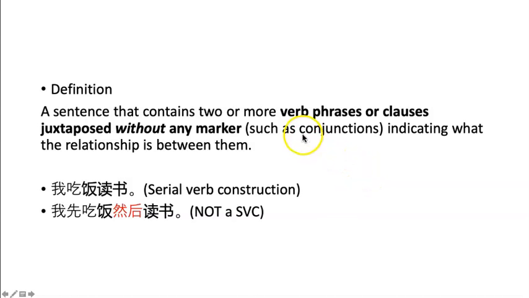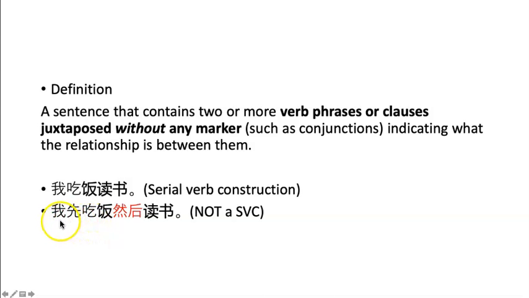Based on this definition, 我吃饭读书 is a serial verb construction. 吃饭 is a verb phrase. 读书 is another verb phrase. And the two verb phrases are directly juxtaposed without any marker in the middle. And these two verb phrases describe certain relationship between the two events which belong to parts of the overall event.